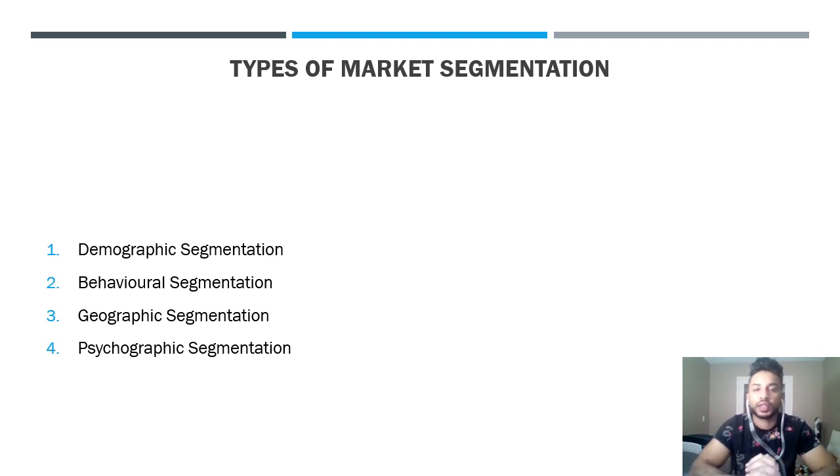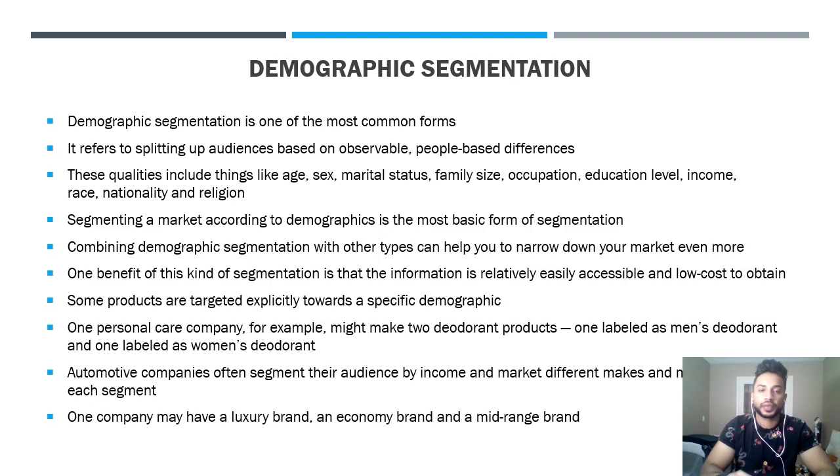The different types of market segmentation are demographic, behavioral, geographic, and psychographic. When we talk about demographic, it's the most common form. Basically, you group people based on their age, sex, marital status, family size, occupation, education level, income, race, nationality, and religion. It's the most basic form of segmentation.